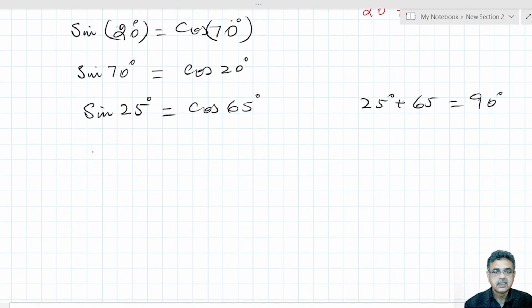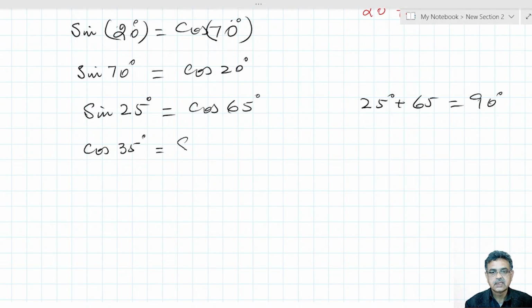If I use any other angle, like cos 35 degrees, it is equal to sine of what angle? 90 minus 35, and 90 minus 35 is 55. So the value is the same.